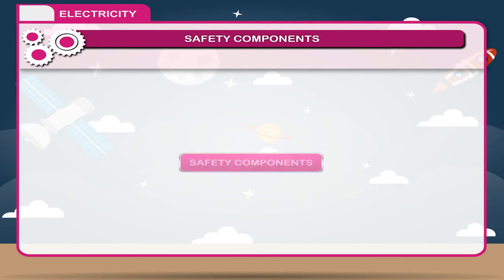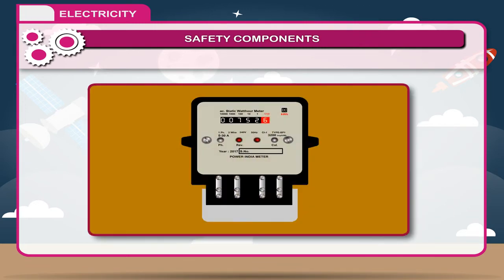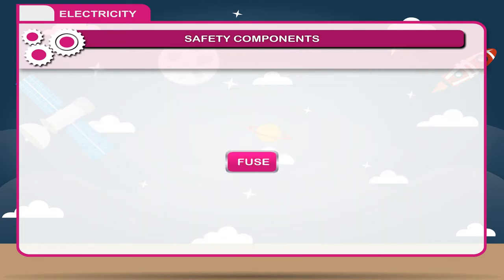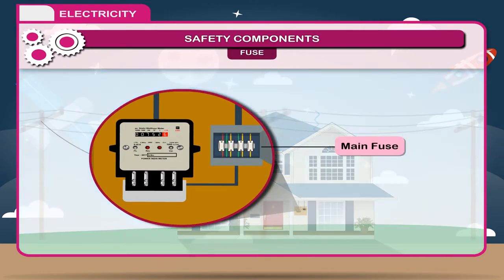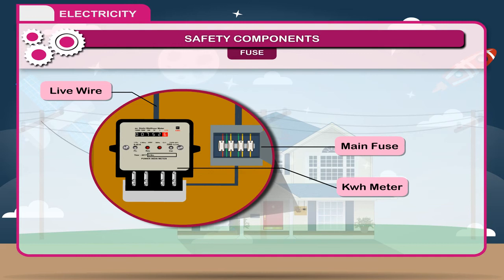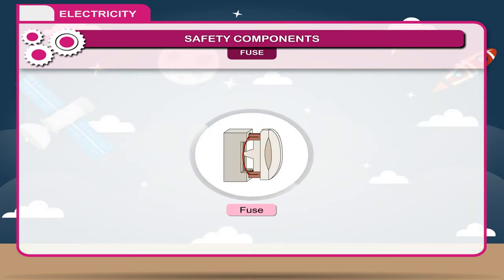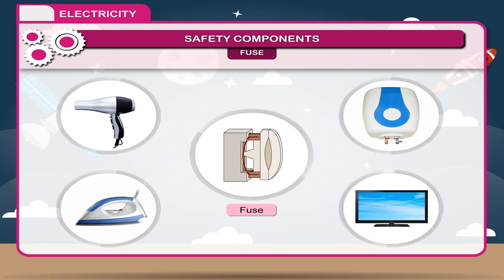Safety components. In order to protect the circuits against damage due to overheating or short-circuiting, some safety measures are taken such as fuse, MCB, and grounding, earthing. Fuse. A main fuse is connected in the live wire after the kilowatt-hour meter and before the main circuit which protects the circuit from blowing off when the circuit either gets overloaded or gets short-circuited. Similarly, a fuse is connected with each electrical appliance to safeguard it from the flow of excessive current through it.